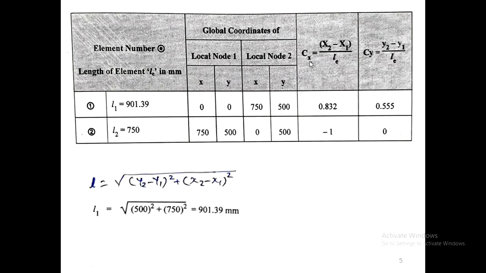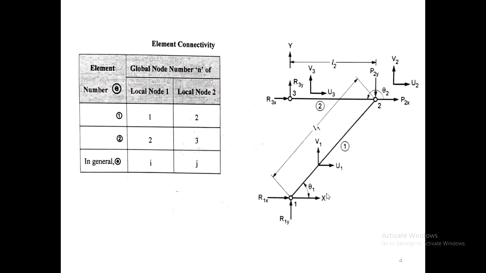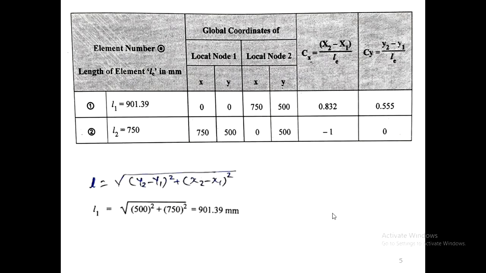So we require Cx and Cy, that is cos theta and sin theta value. How to calculate cos theta and sin theta value? Cos is nothing but adjacent side upon hypotenuse, and sin or Cy is opposite side upon hypotenuse. So by using coordinates, we can calculate Cx value and Cy value for respective elements. Suppose I want to calculate this value. So Cx is equal to x2 minus x1, so this is x2 and this is x1, 750 minus 0 divided by respective length, that is 901.3. Similarly, we can calculate this value also. And for element 2, that is Cx and Cy.